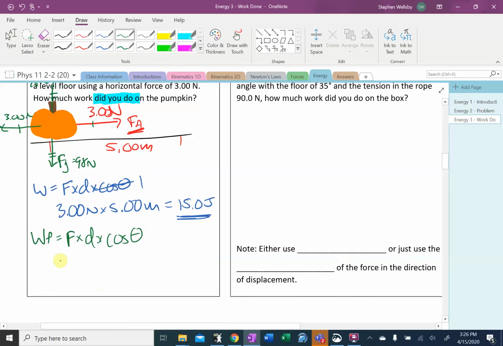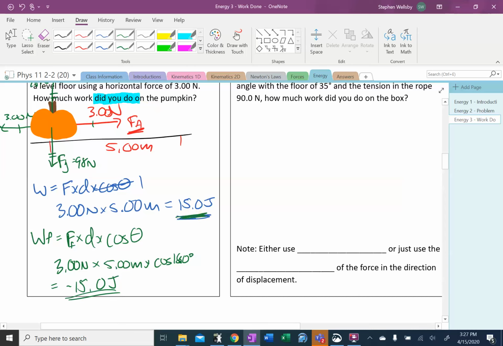So in this case, the force of friction is 3.00 newtons, the distance is 5.00 meters, and the angle is 180 degrees, because one's to the right, one's to the left. And in this case, this is going to give us negative 15.0 joules. So you'll notice that you gave the pumpkin 15 joules of energy, and friction took away from the pumpkin 15 joules of energy. So if I ask you how much work did you do, well then that's going to be the force that you applied.